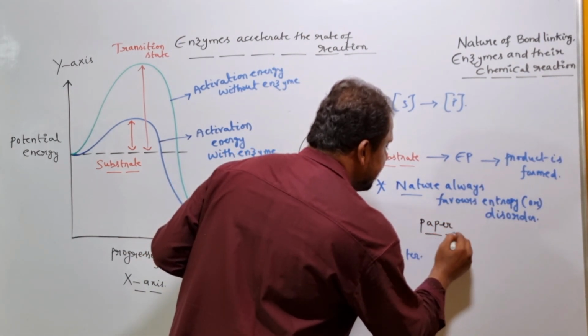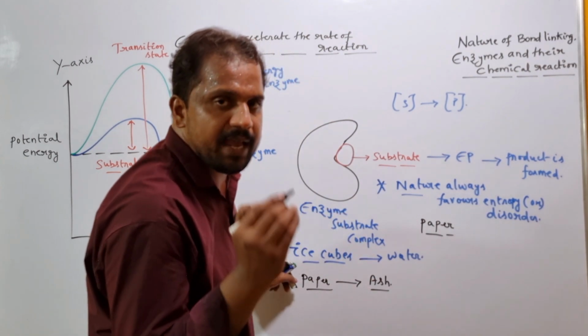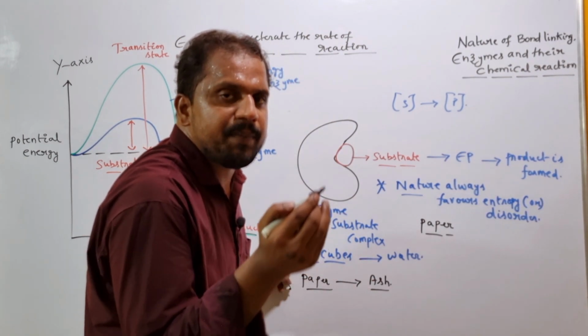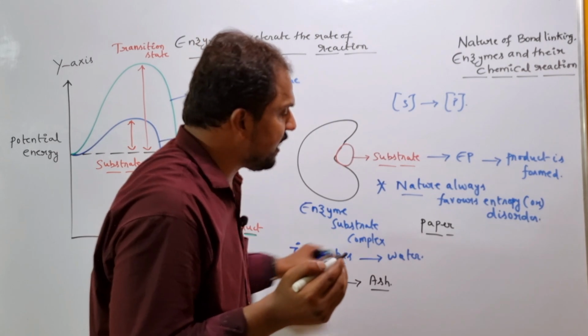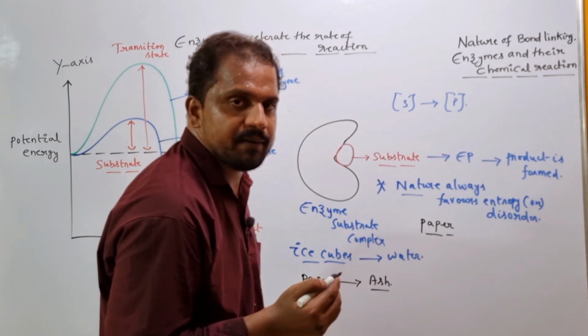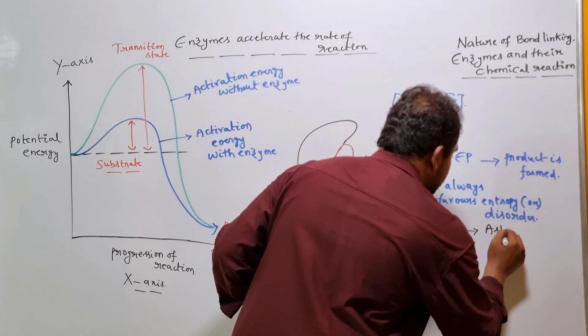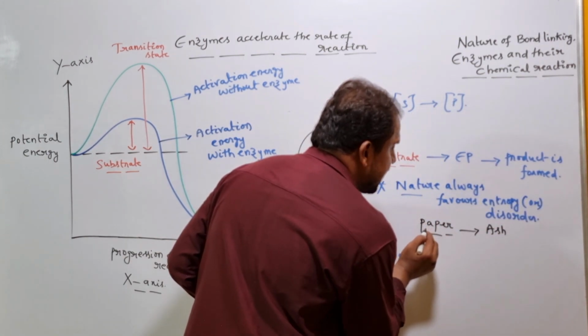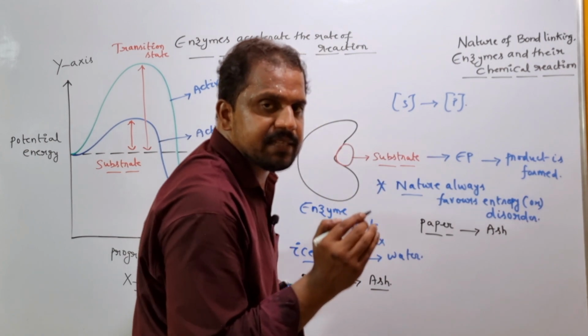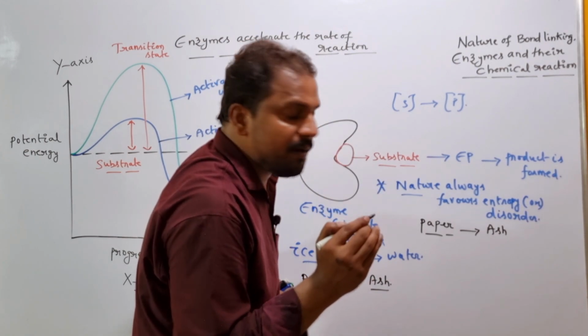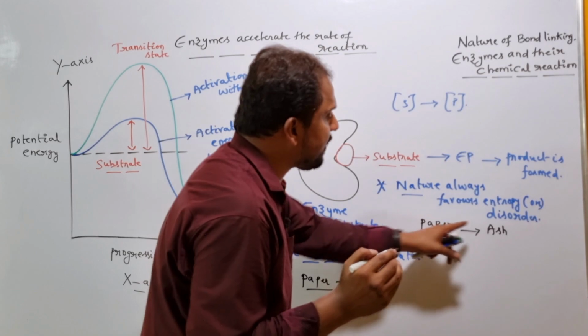Initially, the particular paper has some dimensions. It has some particular length and breadth. Once we burn the paper, the paper turns into what? Ash. But once we burn the paper, it turns into ash.